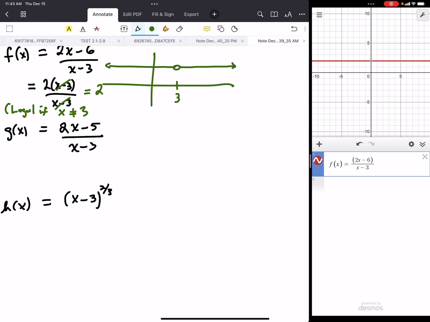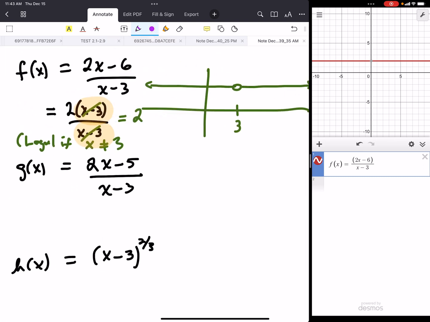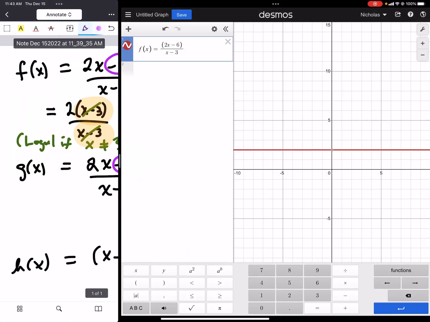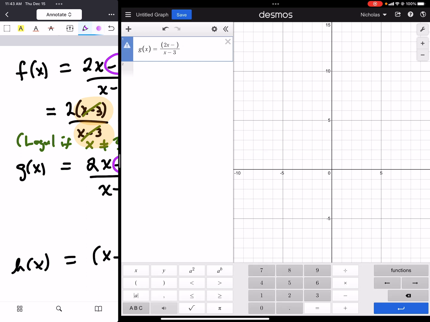So when do we get holes? Well, we get holes when a cancellation occurs. If I just modify f of x to g of x here, changing this constant from negative 6 to negative 5, I'm going to graph this function. G of x is 2x minus 5 over x minus 3. Sorry, I'm having a little trouble getting that in there. There we go.